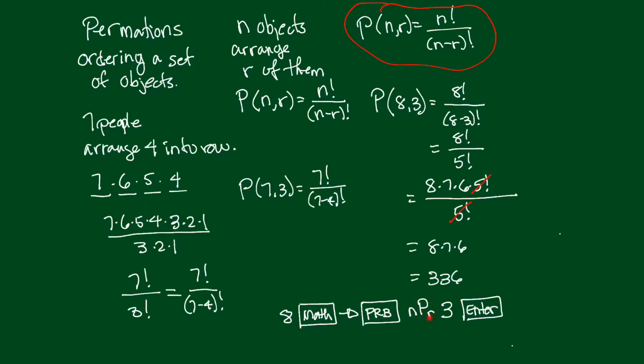You get nPr, right? n objects arranged r at a time. So select that one. You can either scroll down to number 2 and press enter, or just press the numerical key 2. That one pops up. Then type in the number 3. So what you're looking at now is 8 nPr 3, and then you press the enter key.